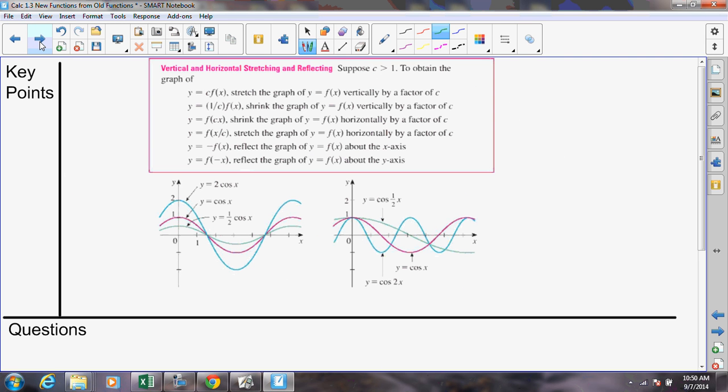If you're doing stretches and reflecting, same components. Stretches use multiplying and dividing. If it's a horizontal stretch or shrink, it is applied to the argument. If it's vertical, it's applied to the image outside the parentheses.